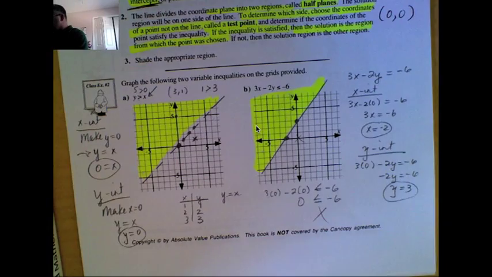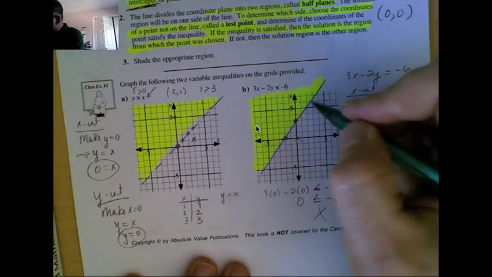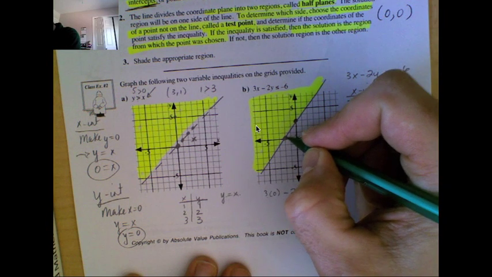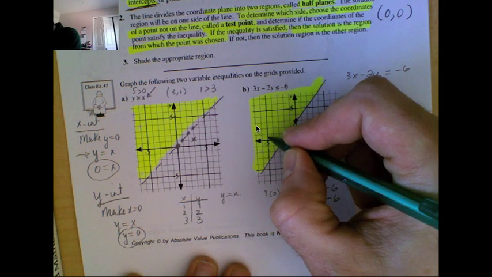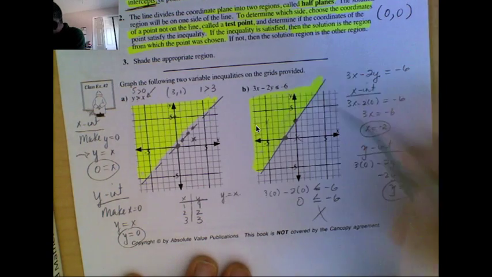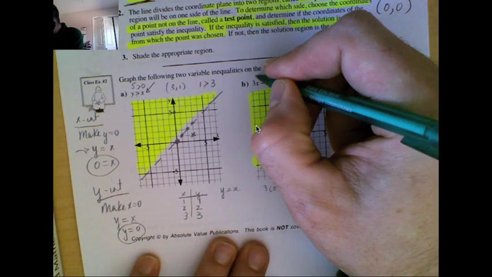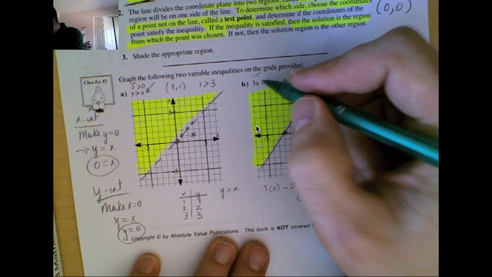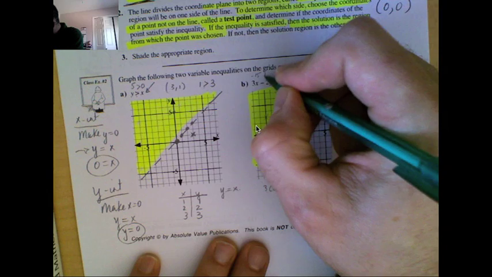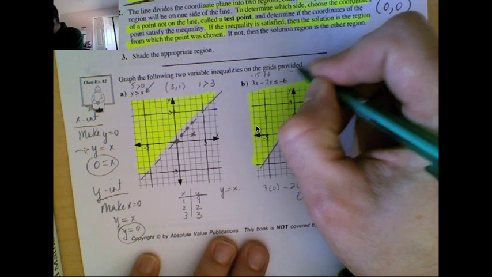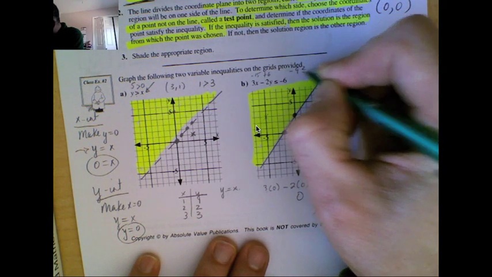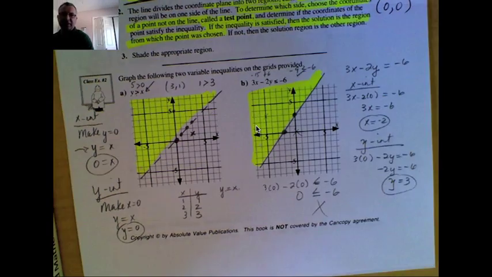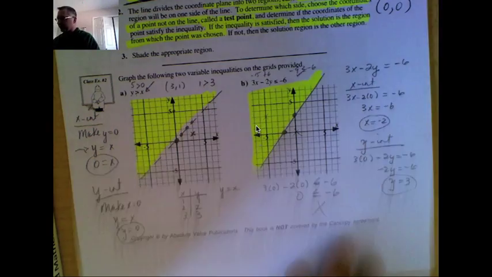And again, if you're not sure if that's the correct solution region, choose a point in here. So I'm going to choose negative 5 and 3. Well, let's test negative 5 and 3. 3 times negative 5 is negative 15. Negative 2 times negative 3 is positive 6. Well, that's going to give me negative 9 on the left side. Is negative 9 less than or equal to negative 6? Yes, it is. So I do indeed have the correct solution region.